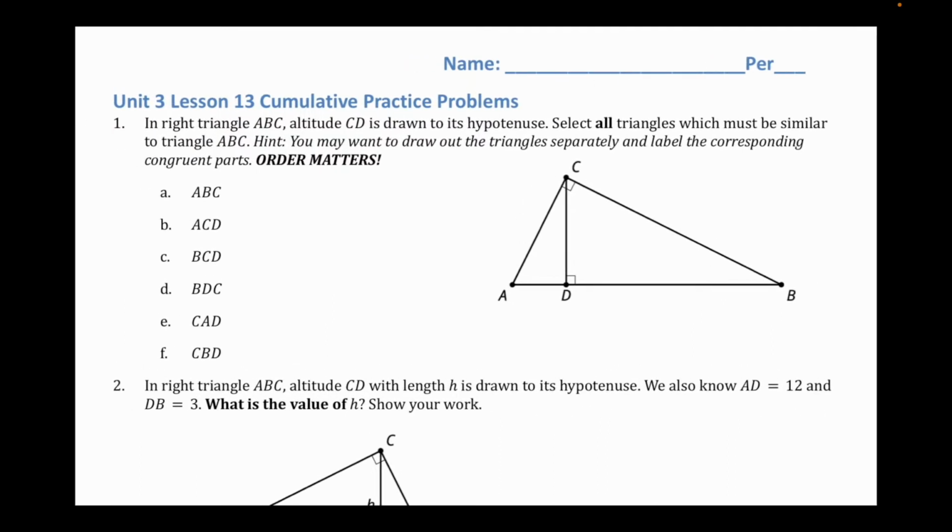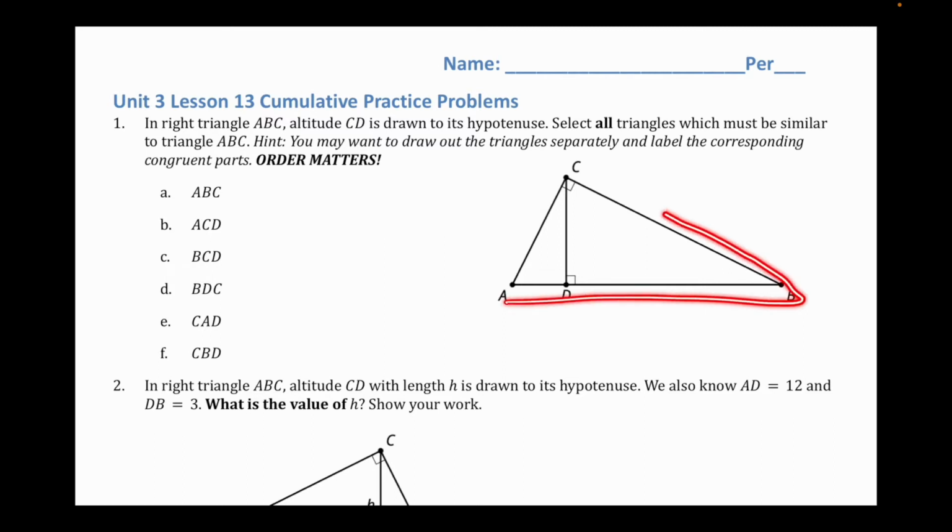Question 1, we have a right triangle ABC. That is this whole triangle, ABC. They're saying it's a right triangle, so we have our right angle right here at C. An altitude CD is drawn to its hypotenuse, going from this vertex to the hypotenuse. We want to select all triangles which must be similar to triangle ABC.